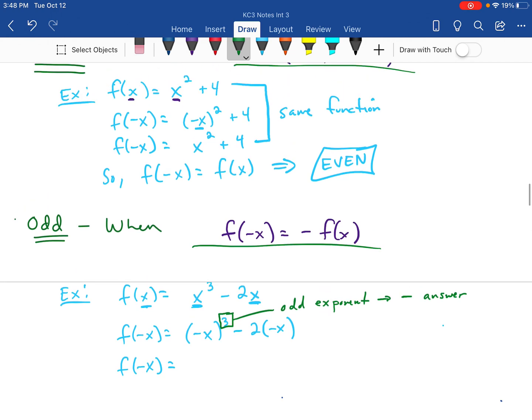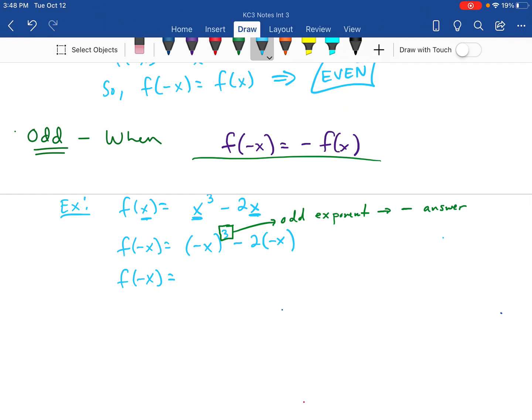Every time. Same thing happens here, right? In the previous example, I had squared. This is an even exponent. So when you have an even exponent, you have a positive answer. Okay, so let's go ahead and continue this. If I have negative x times negative x times negative x, I get a negative x to the third power. And then here, I have a negative 2 and a negative x will turn into a positive 2x.